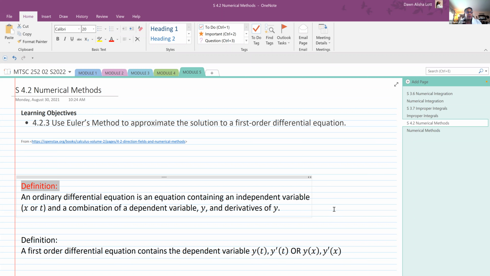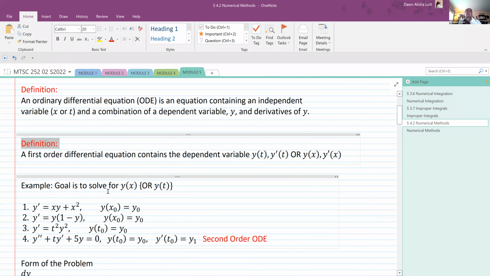Okay, so here are some examples. The goal is for us to actually find the solution to the differential equation, and it is either going to be y of x or y of t, depending upon what its independent variable is. Independent means you can choose x and t. Dependent means once you choose x, y depends on that.